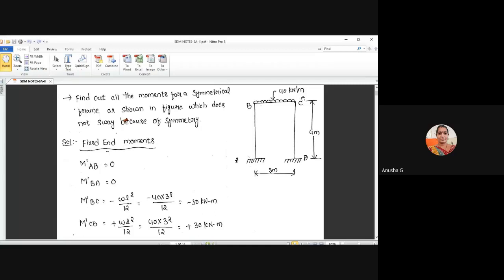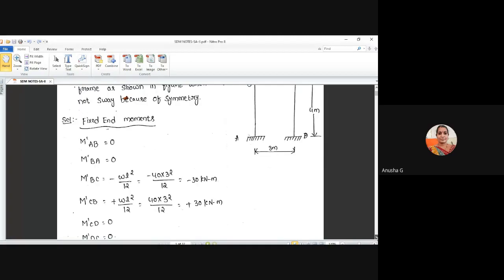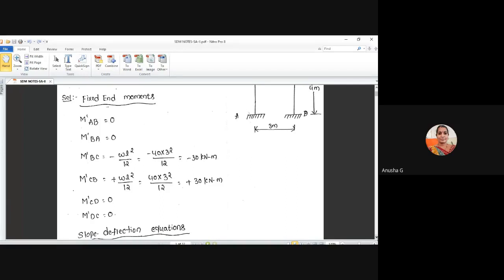Similarly, you have to calculate the MCB value. MCB equals the same equation, plus WL square by 12. Okay, this is step one. In step one, you have to find the fixed end moments. In fixed end moments, first we observe where the load is acting. For that loading, we get the fixed end moments. AB, BA, CD and DC equal to 0 here. Only BC and CB we will get.